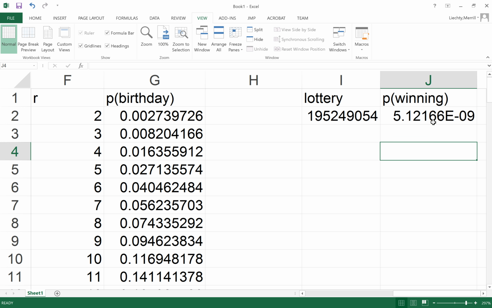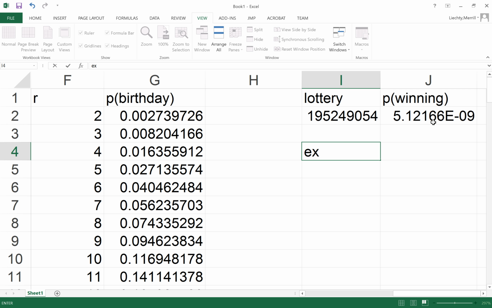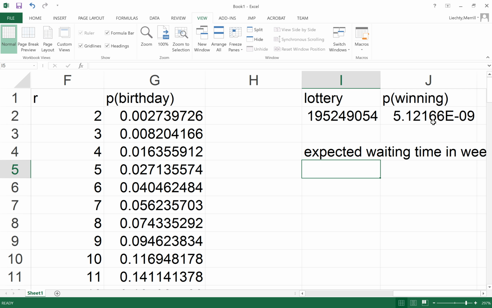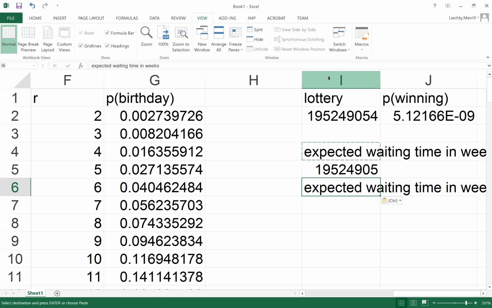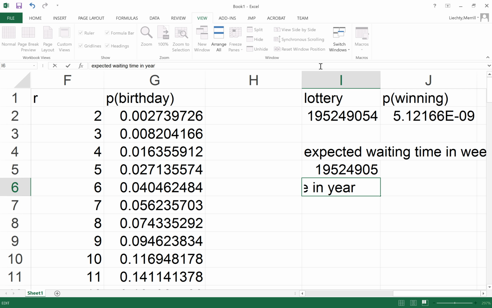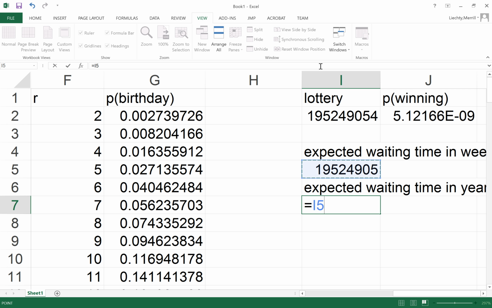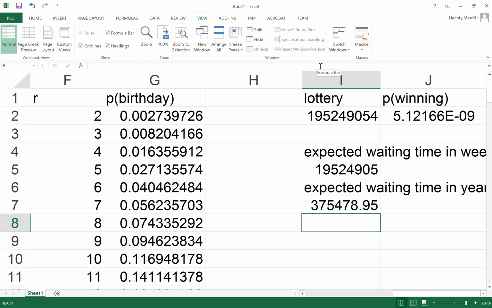Well, it turns out that you should expect to wait, in weeks, that number, 195 million divided by 10. So whatever it is, 19.5 million weeks is how long you should expect to wait. And just to help you put that in perspective, what's that in years? That number divided by 52, it's about 375,000 years.